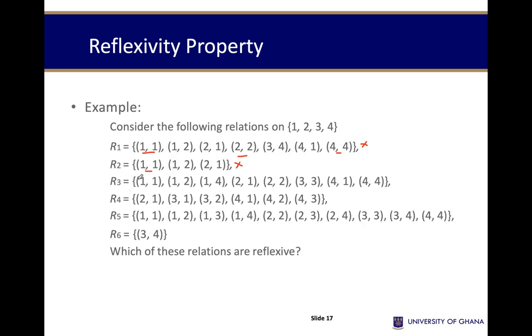So now let's come to R3. R3, 1 is related to itself, 2 is related to itself, 3 is related, 4 is related. So R3 is said to be reflexive. Now when it comes to R4, R4 is not. So R4 is out.